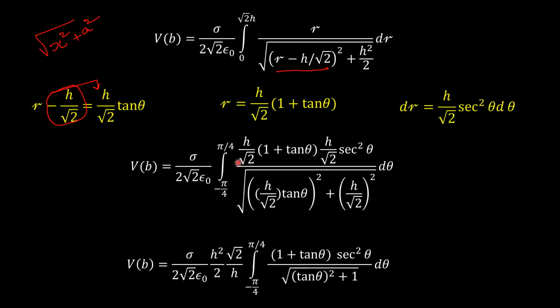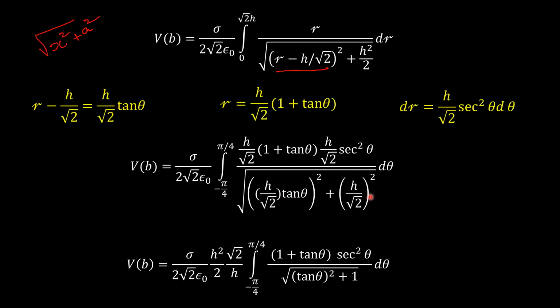I have replaced script r by h divided by square root of 2 times (1 plus tan theta), and d script r, this one, h divided by square root of 2 secant square theta, of course d theta. I have replaced this by this one. That is, we know that we have taken r minus h divided by square root 2 is h divided by square root 2 tan theta whole square.